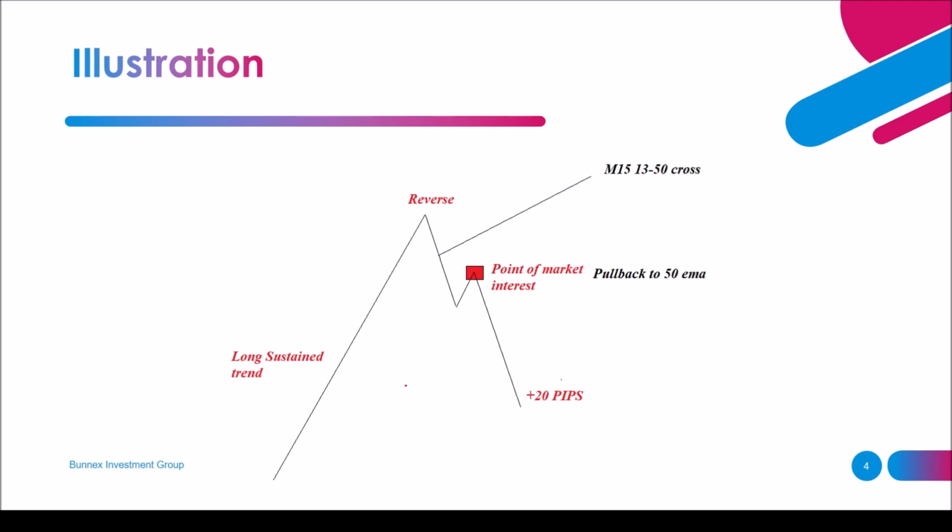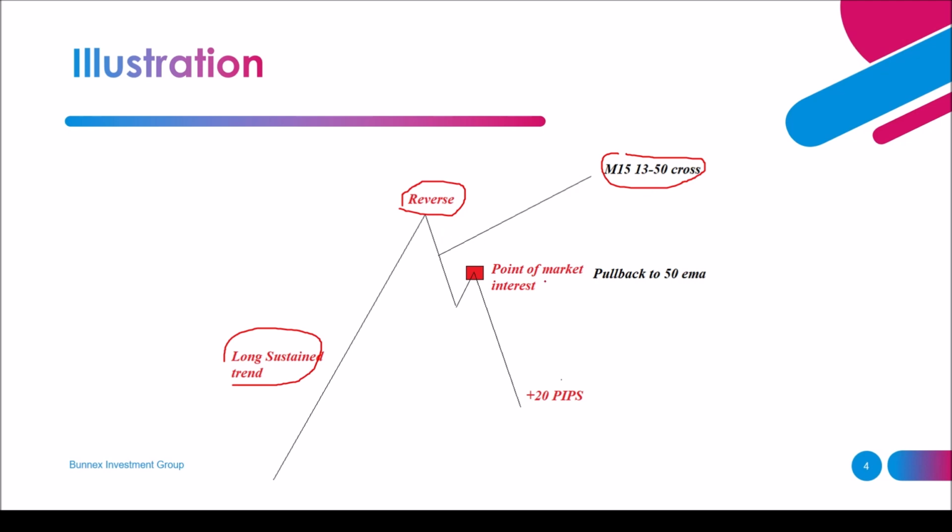So here's the illustration of everything that we were trying to put across. We've said the first thing is to look for a sustained trend on the M15 time frame. Look for where the market made a rally in the upside or in the downside. After that, we are going to anticipate a reverse. A reverse is basically a change of the market direction. If it was up, we are looking to see the market turn to the downside. After that reverse, we need to see the M15 13 EMA crossing the 50 EMA, right? 13 crossing the 50 EMA in this particular instance in a downward manner.